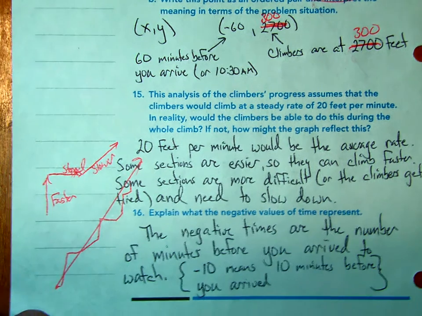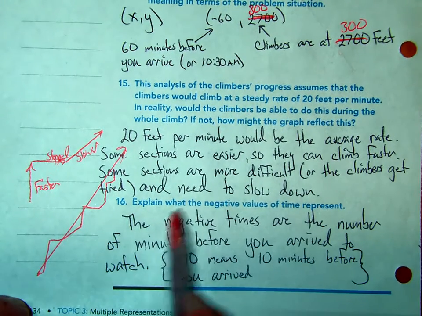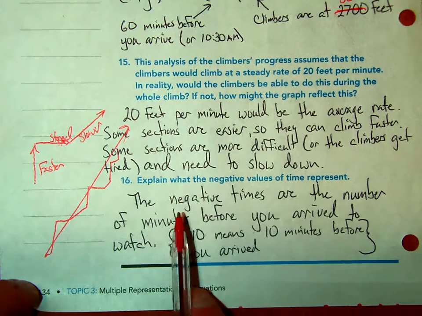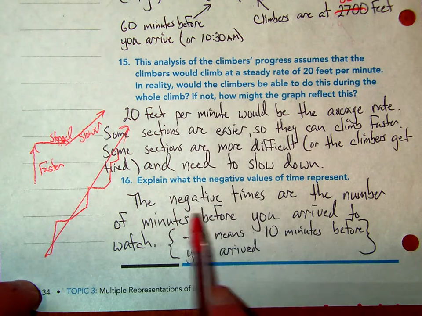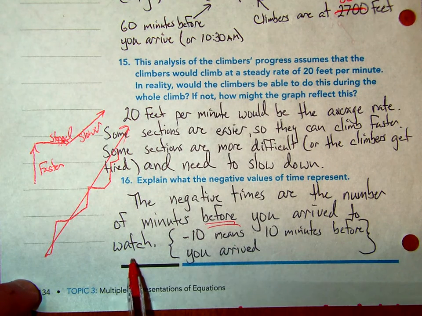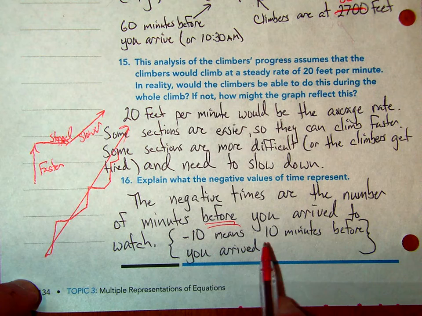And then explain what negative values of time represent. The negative times are the number of minutes before you arrive to watch. So negative 10 means 10 minutes before you arrive. So the negatives just mean prior to you getting there.